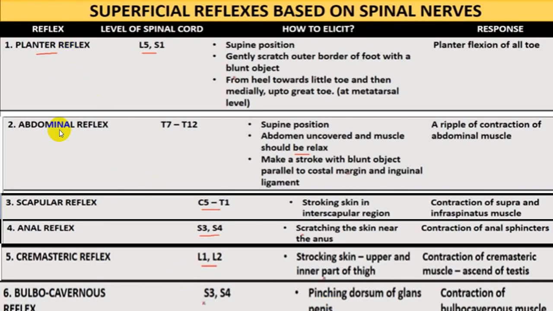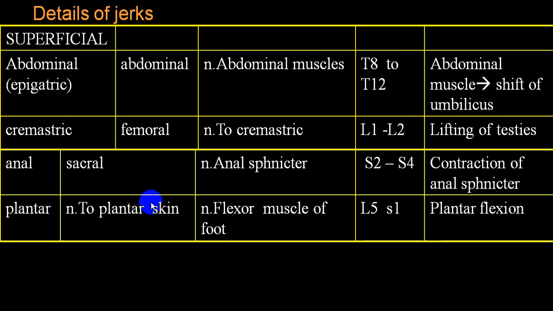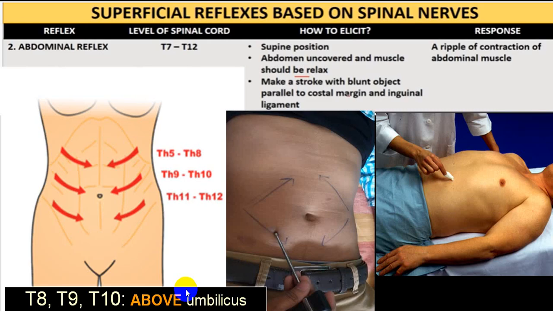So plantar reflex, abdominal reflex, scapular reflex, anal, cremastic and bulbocavernous. Again the same is repeated: root values, how to elicit and what the responses are. I've already mentioned this before. Same thing is mentioned here: abdominal reflex, cremastic reflex, anal reflex and plantar reflex. So this is an abdominal reflex. You should know that whenever you are stimulating, it should be from lateral to medial.